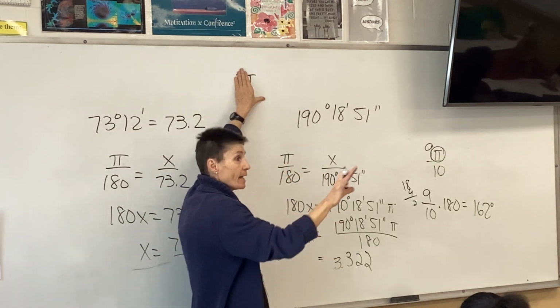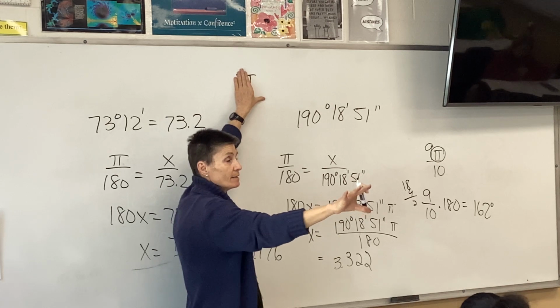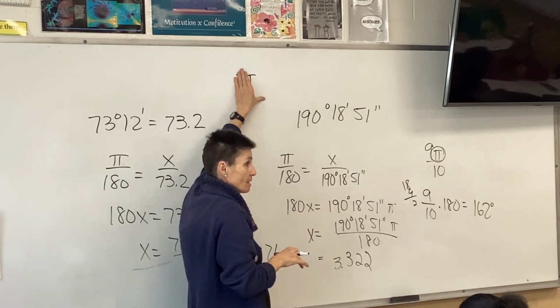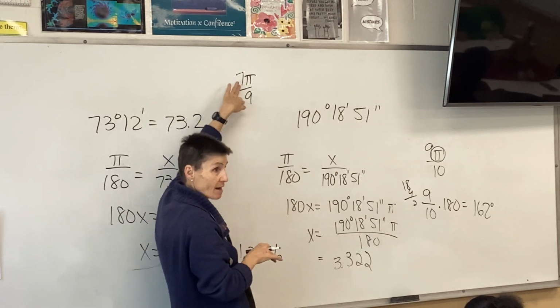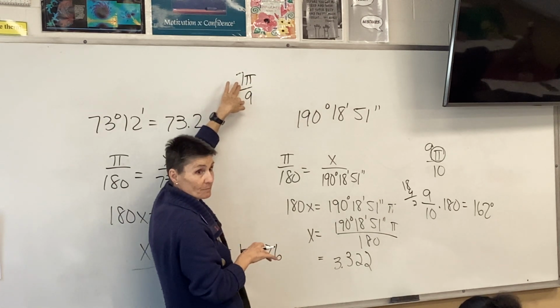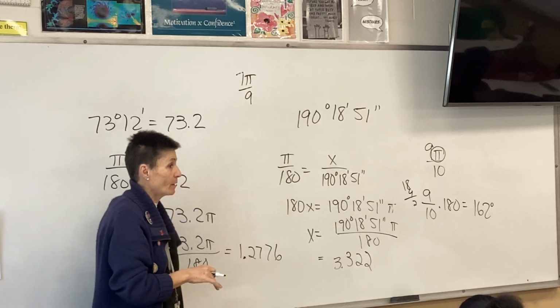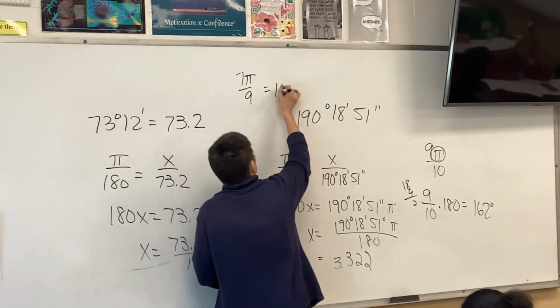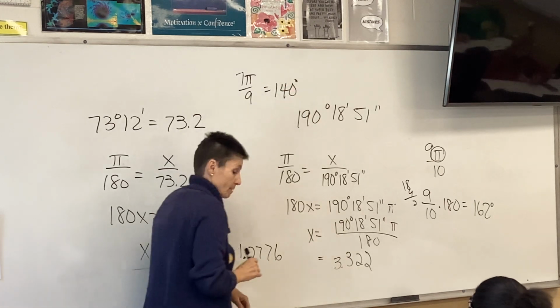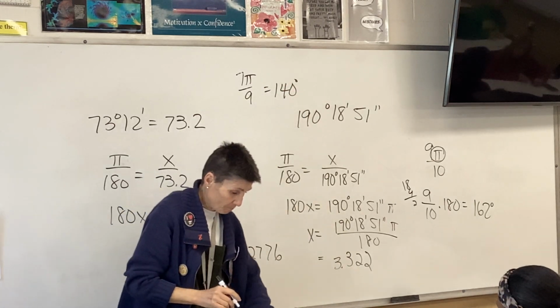Remember, a whole pi is 180. The next problem is not a whole pi, it's 7/9 of a pi. So what's 7/9 of 180? 140. Perfect.